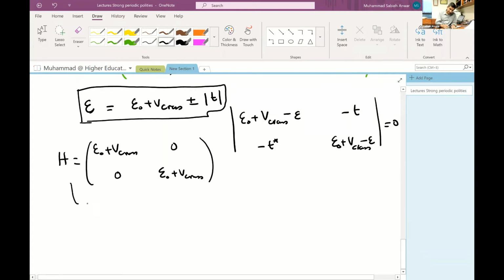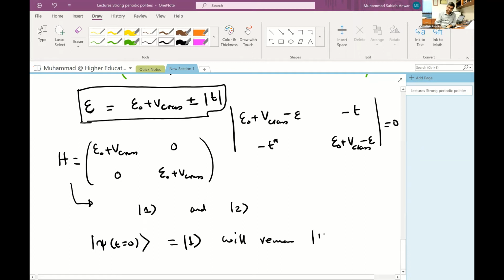So this Hamiltonian has two eigenstates. It has ket1 and ket2 as the eigenstates. So a system that starts off in the state ket1 will remain there because ket1 is a stationary state of the Hamiltonian. Likewise, a system that starts off in ket2 will remain there. The system is in a stationary state of the Hamiltonian.